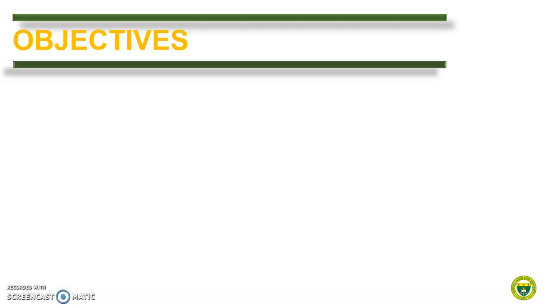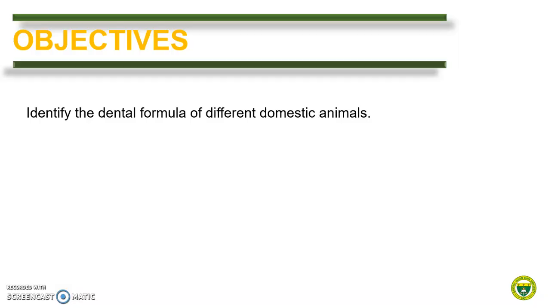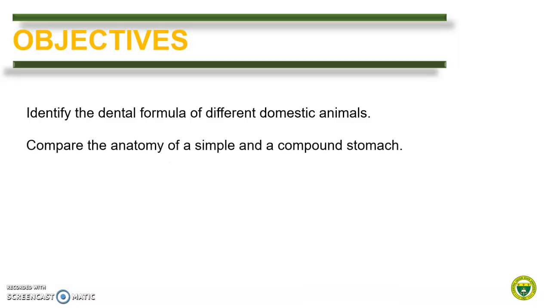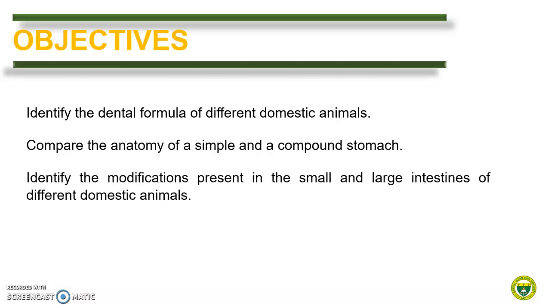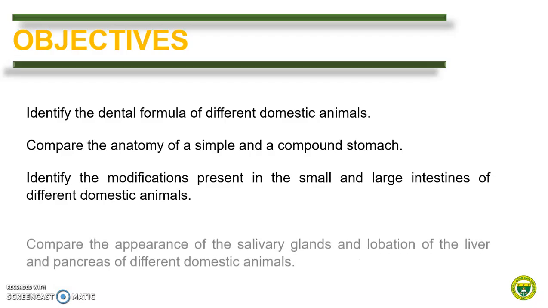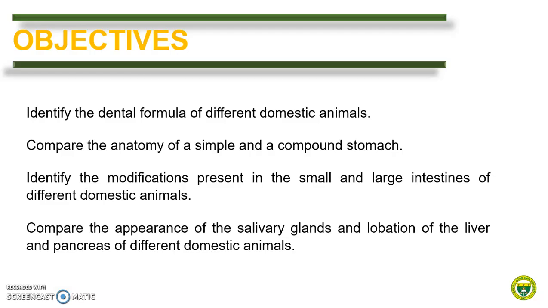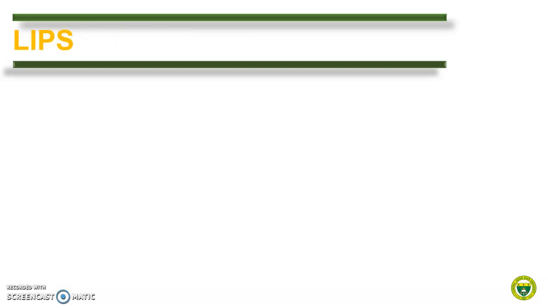At the end of this module, each student should be able to identify the dental formula of different domestic animals, compare the anatomy of a simple and a compound stomach, identify the modifications present in the small and large intestines of different domestic animals, and compare the appearance of the salivary glands and lobation of the liver and pancreas of different domestic animals. Let us begin with the lips.